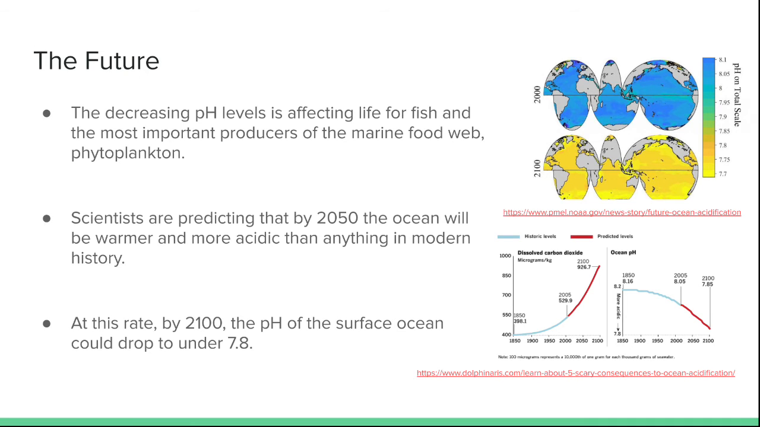The decreasing pH levels are affecting life for fish and the most important producers of the marine food web, phytoplankton. The sense of smell of the fish is being disturbed, affecting their whole life and survival. Phytoplankton, plankton that photosynthesize, are responsible for producing the majority of the oxygen on Earth, which is 2 times more than what trees produce. However, ocean acidification has been especially damaging to them, as it disrupts the biological carbon pump that drives photosynthesis, depressing their metabolic rate and impeding their normal functions. If the plankton die, then the rest of the food web dies with them.